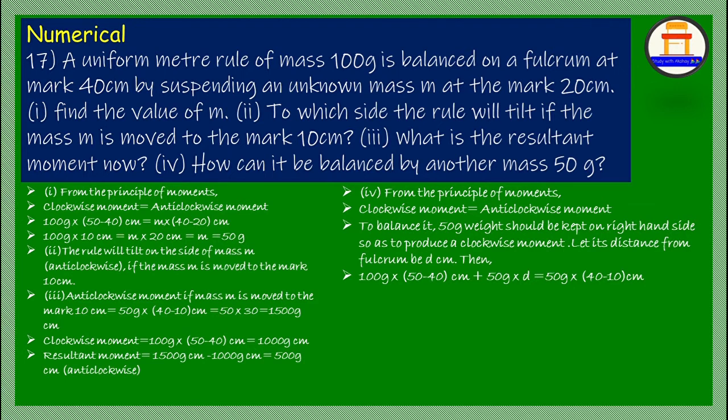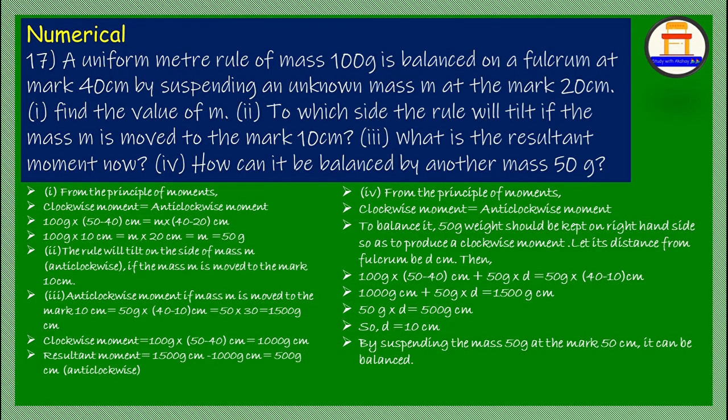100 gram into (50 minus 40) plus 50 gram into d equals 50 gram into (40 minus 10) centimeter. So we get d as 10 centimeter. So it can be balanced at the 10 centimeter mark. So here we have the 1st, 2nd, 3rd and fourth question. By suspending a mass of 50 gram at the 50 centimeter mark, it can be balanced. Henceforth, we are done with the 17th question.